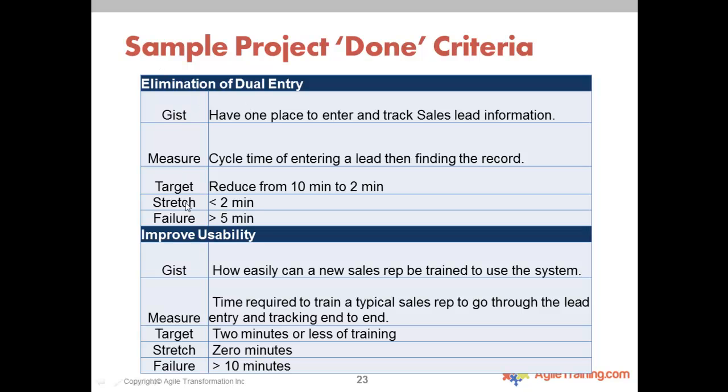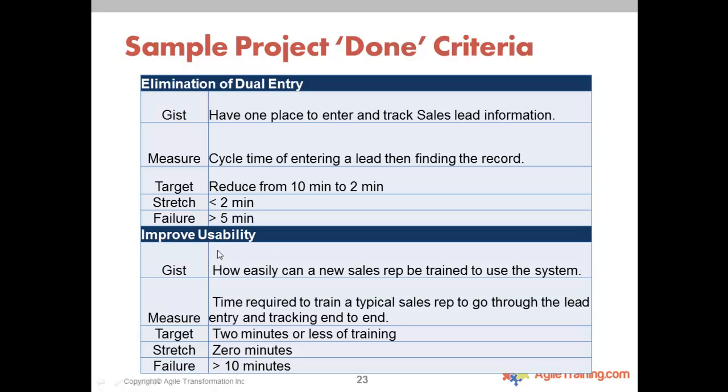Well, I'd like you to at least tell me a little bit more. So what's your measure for that? And maybe the measure should be cycle time of entering a lead, then finding the record. So from the beginning of someone putting in the lead in the first system, and then finding the record back, you're trying to reduce it from 10 minutes to 2 minutes. Wonderful, at least we now have some numbers. Your stretch goal is less than 2 minutes of that whole cycle time. And if it's taking them still 5 minutes or more, then you really haven't. You've failed. You haven't eliminated dual entry.